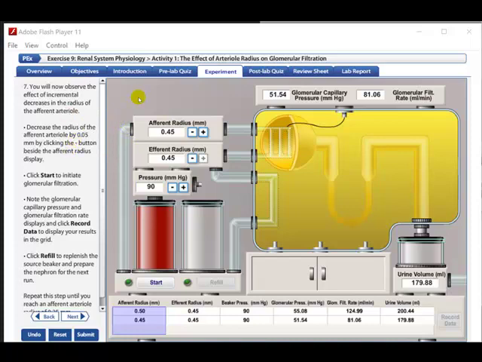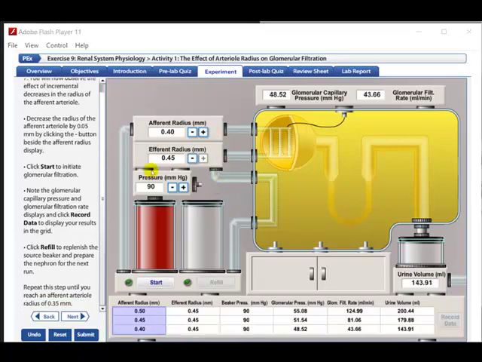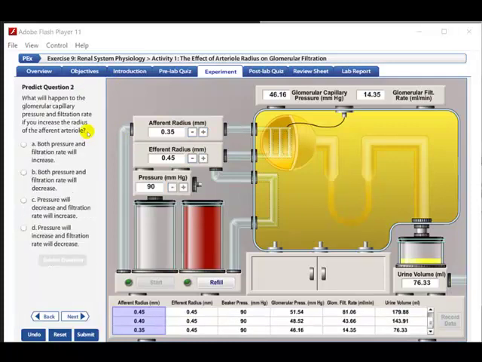You will now observe the effect of the incremental decrease in the radius of the afferent arteriole. We're gonna decrease the radius of the afferent arteriole by 0.05. Now we're gonna start our experiment. For our next step, we're gonna keep on repeating the experiment until the afferent radius reaches 0.35.